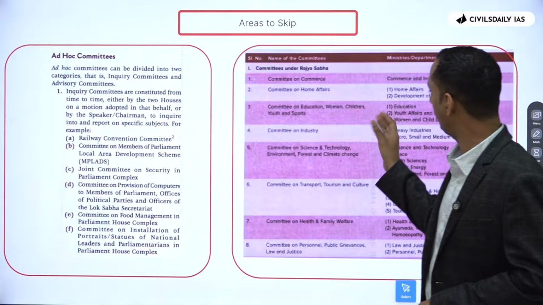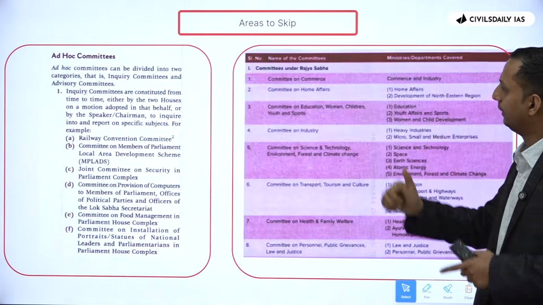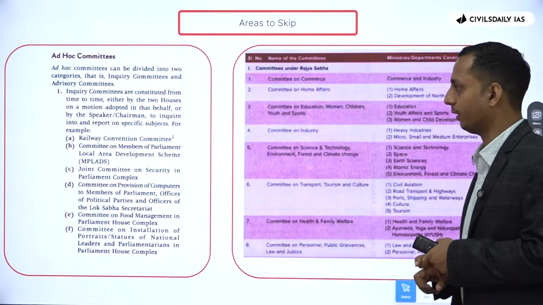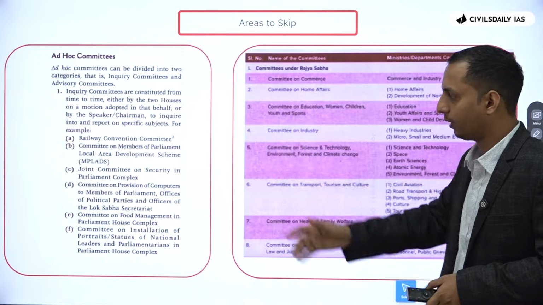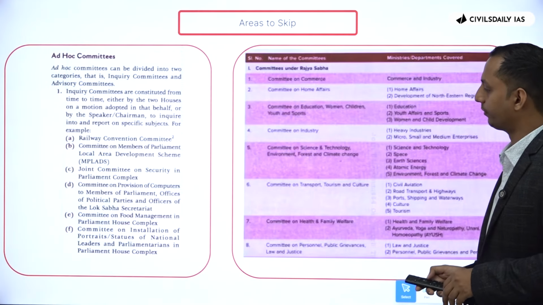Areas to skip. All these you can completely ignore. Name the committees under Rajya Sabha. What are the committees under Rajya Sabha? What are the committees under Lok Sabha? What are the ad hoc committees constituted so far? These are all areas you can completely skip, not relevant.